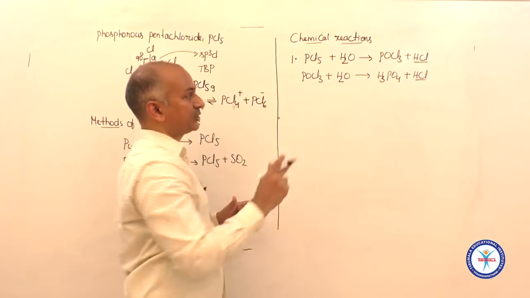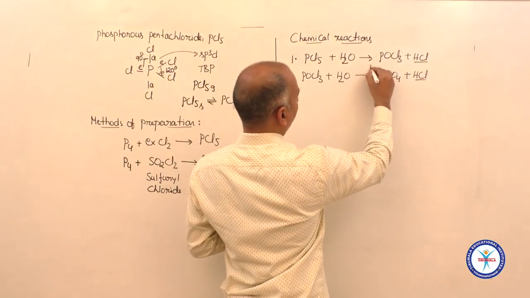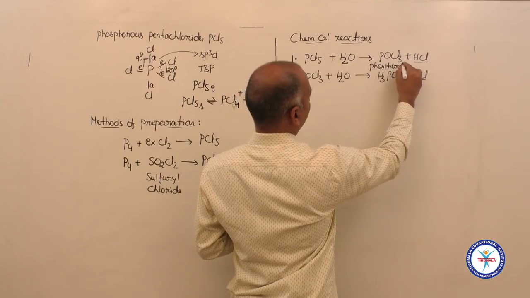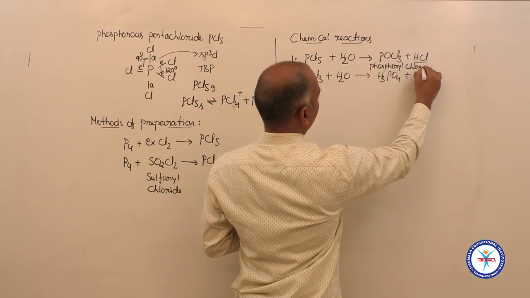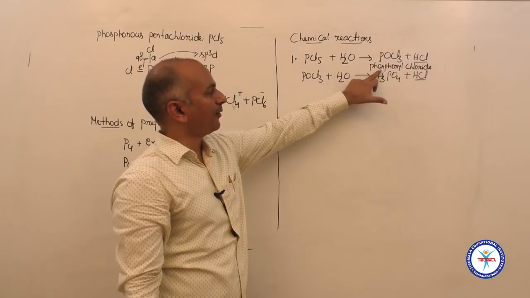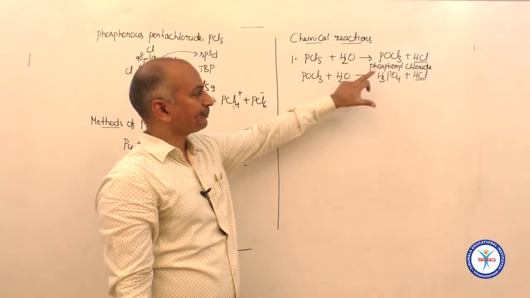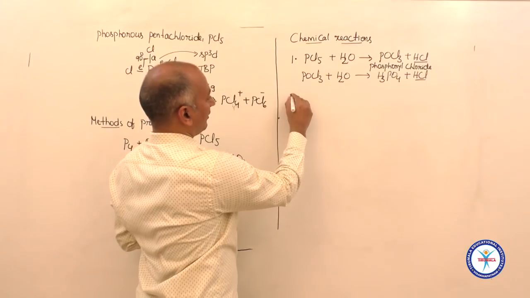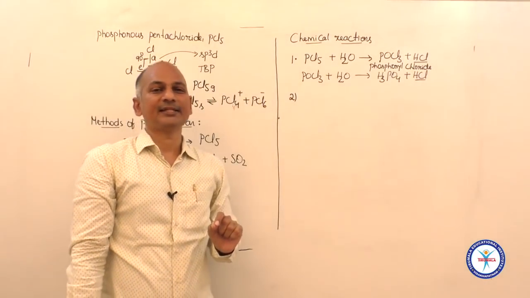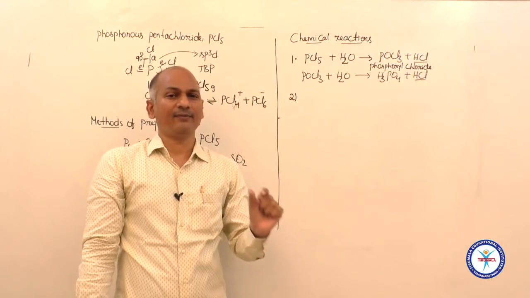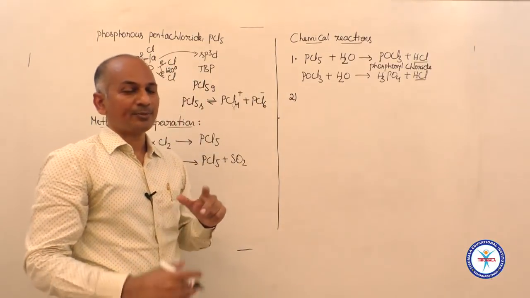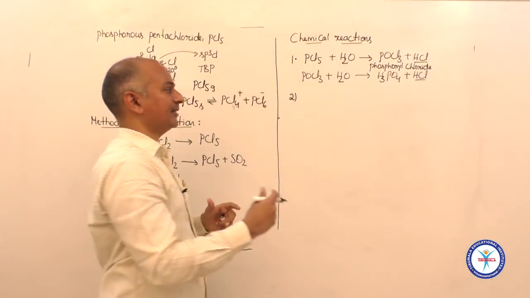So initially you will get POCl3, phosphorus oxychloride. And second reaction, similar to PCl3, PCl5 also replaces OH group with Cl, wherever it is OH group, maybe in organic compounds or in inorganic compounds. So PCl5 replaces OH group with Cl.